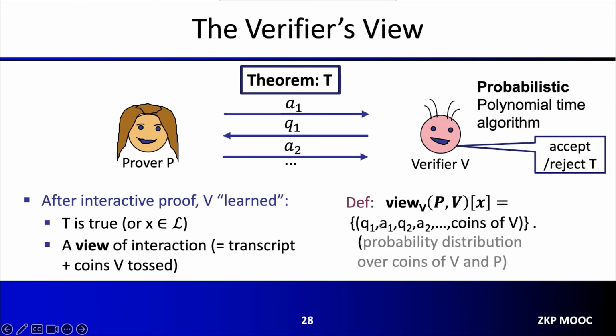And that is a random variable. What I mean by that is that there's a lot of possible values that this variable can get. And this is a probability distribution over the coins that V and P both tossed. Remember, let's say in the example of showing that Y is a quadratic residue, the prover tossed coins to select R. The verifier tossed a coin to select whether he wants to see the square root of R squared or the square root of R squared times Y. So those are all possible executions. These are all possible assignments this variable can get. Okay, so this is the verifier's view.